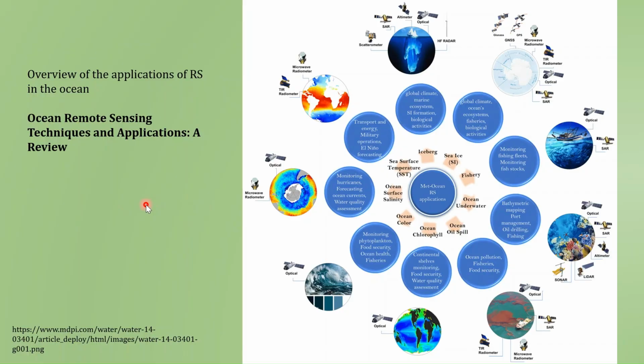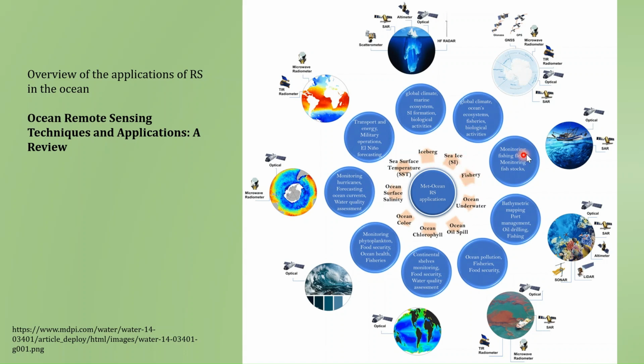Apart from the inland water bodies or the freshwater sources, the remote sensing is also utilized in a number of applications in the ocean. You can go through this review paper, that is the Ocean Remote Sensing Techniques and Applications, where the authors have compiled the application of the remote sensing in different ocean phenomena like the fishery, ocean underwater, oil spill, chlorophyll, ocean color, surface salinity, sea surface temperature, iceberg, and sea ice.